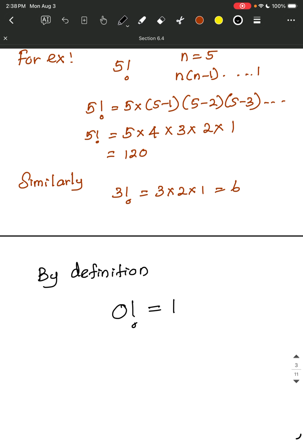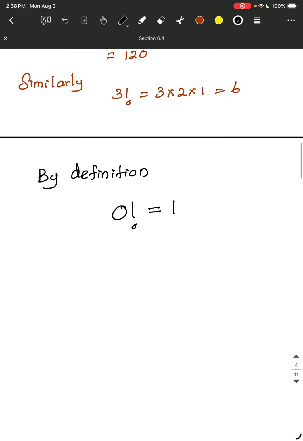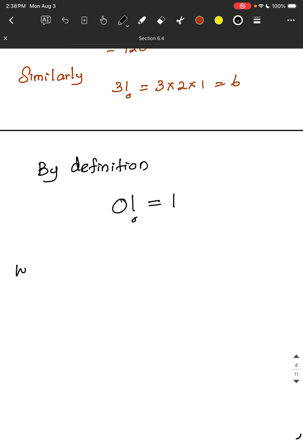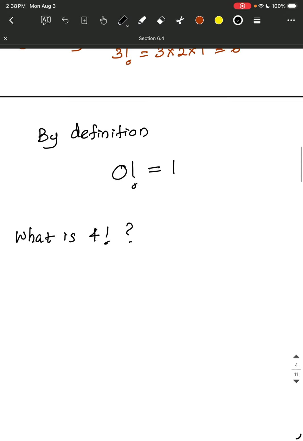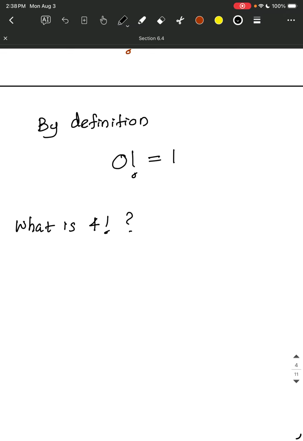Okay, let's go for a quick practice. What is 4 factorial? Pause the video and try it by yourself. 4 factorial: 4 times 3 times 2 times 1. 4 factorial is 24.